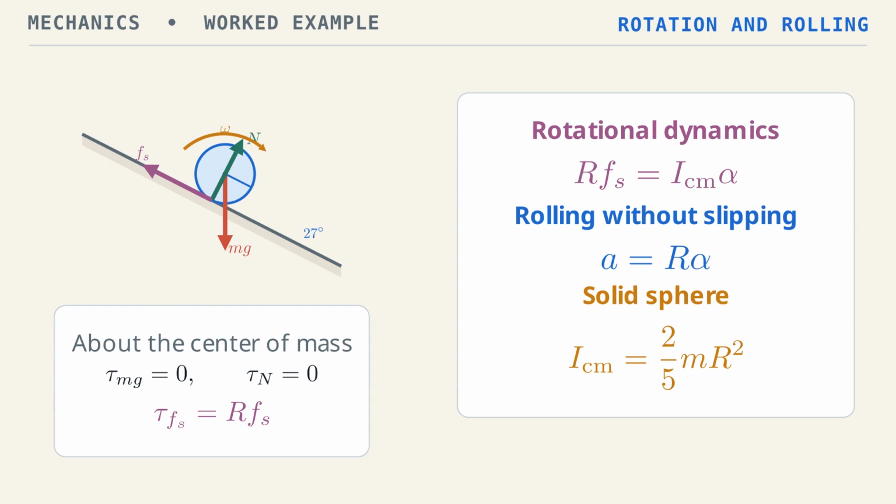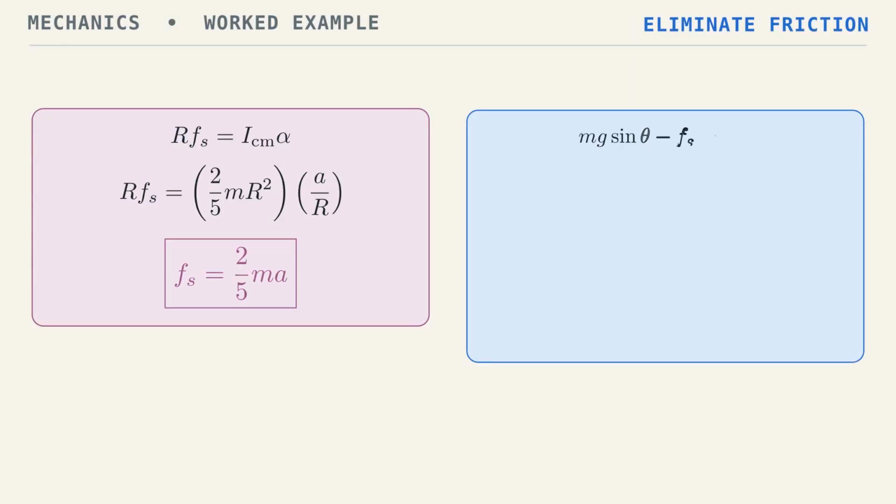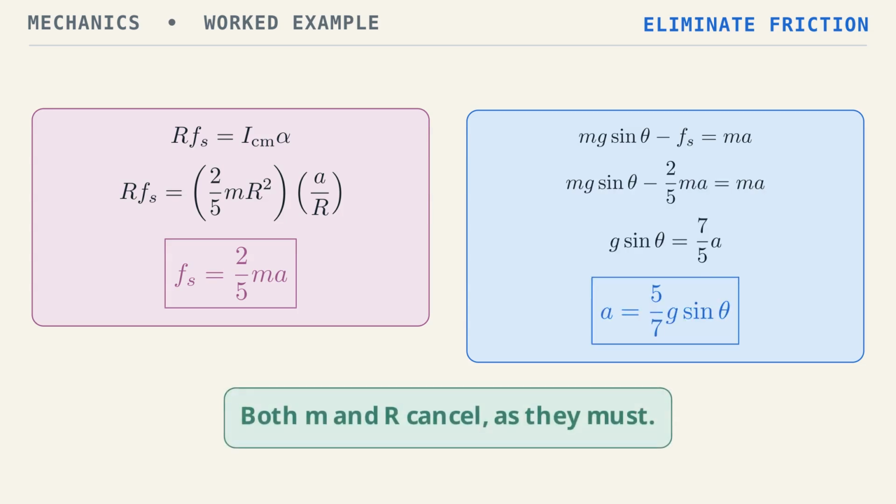Finally, a solid sphere has rotational inertia 2/5 m r squared. These relations provide exactly the equation we were missing. Substitute the sphere's rotational inertia, and alpha equals a over R, into the torque equation. Both factors of R cancel, leaving static friction equal to 2/5 ma.